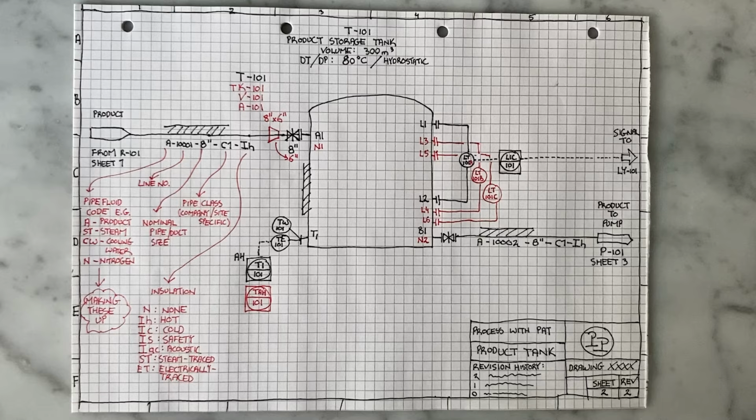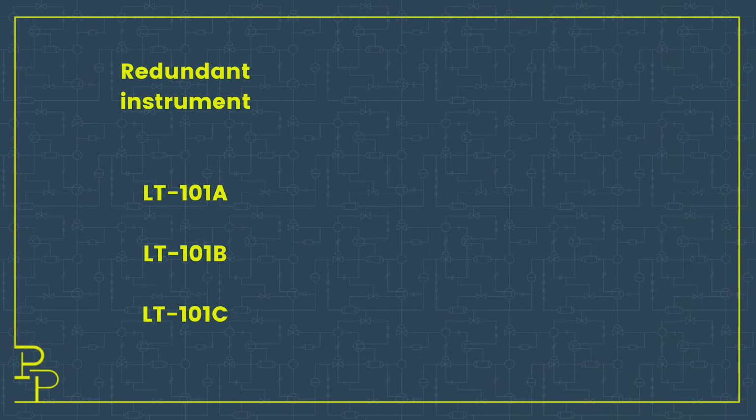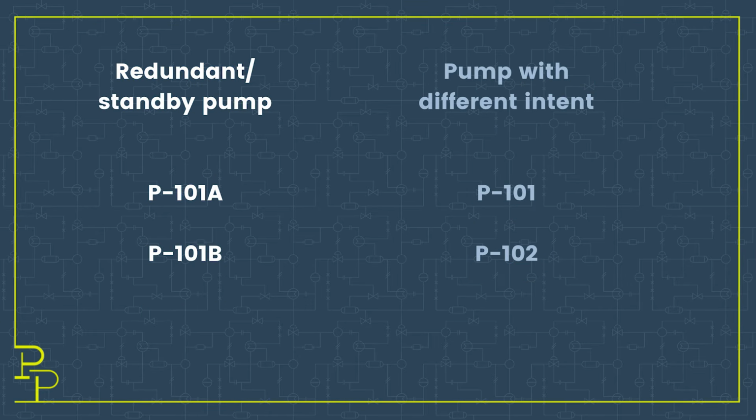If it was LT102, it would imply that I'm measuring a different level to LT101. So I keep the number the same but add letters if I'm using multiple instruments to measure the same thing, say for safety's sake, because I want to be sure of the reading. If I change the number of the instrument, it means that other instrument has a different intention and likely I'm expecting a different value. And apart from instruments, this also applies to numbering equipment.